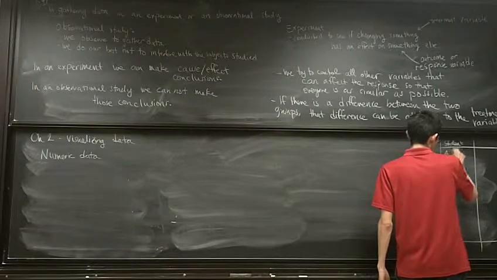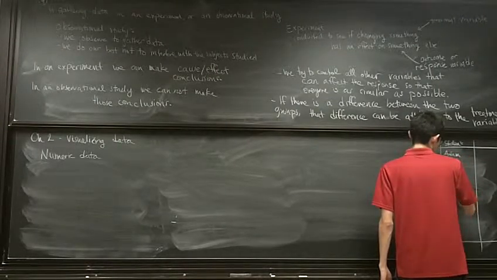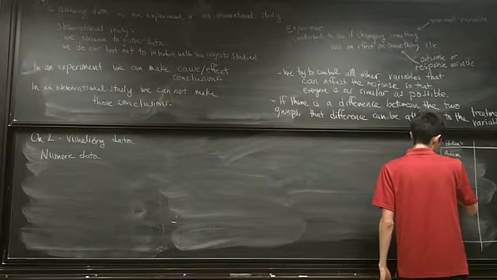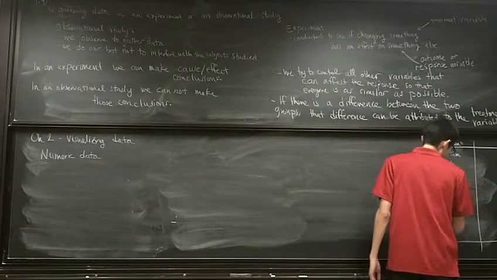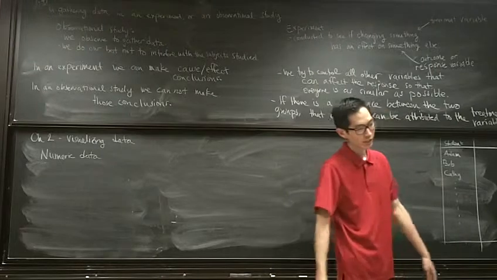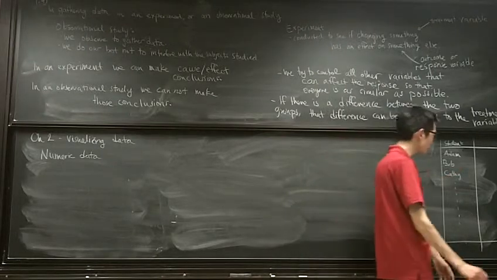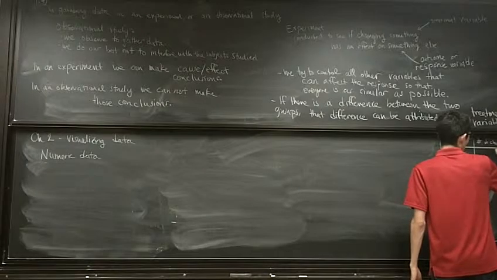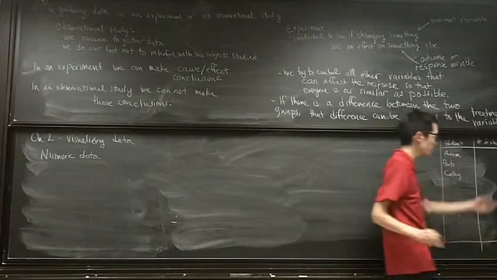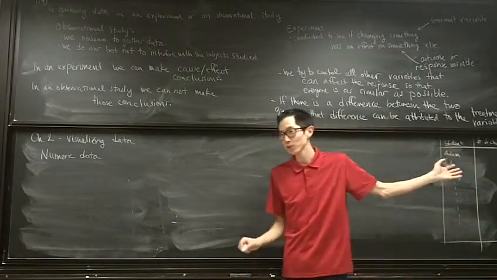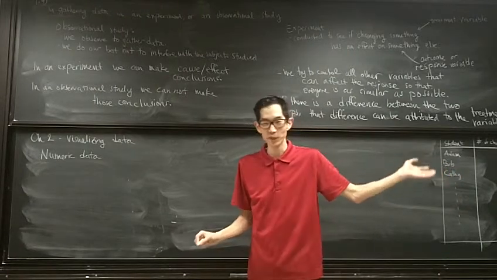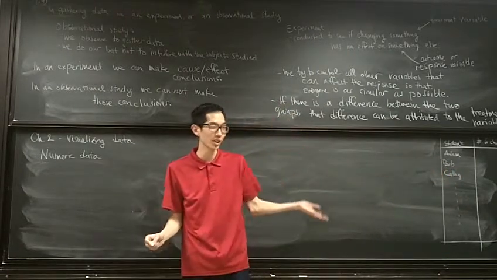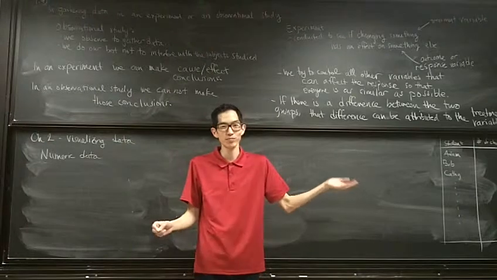So we have a list of students, Adam and Bob and Kathy, etc., and we ask, how many children do you have? Alright. This is a numeric variable, right? The number of children somebody has is a numeric variable. It tells you how many children somebody has.